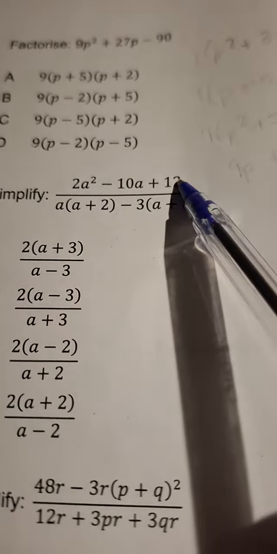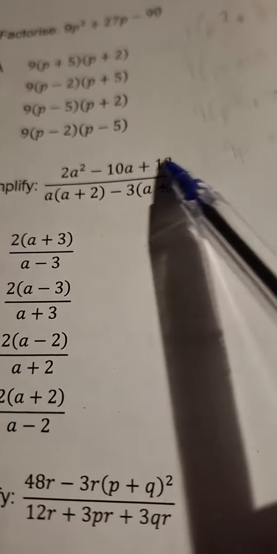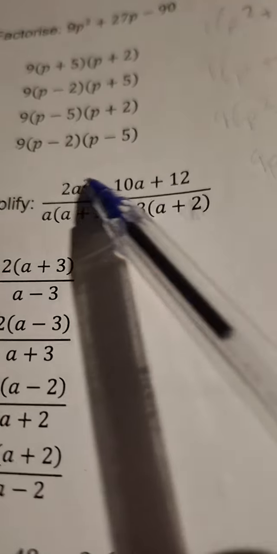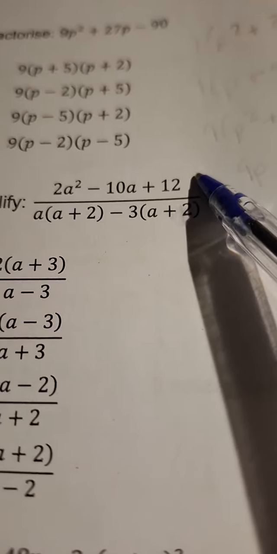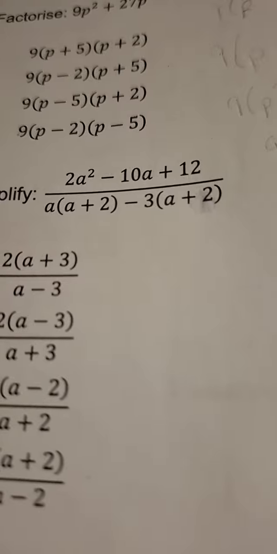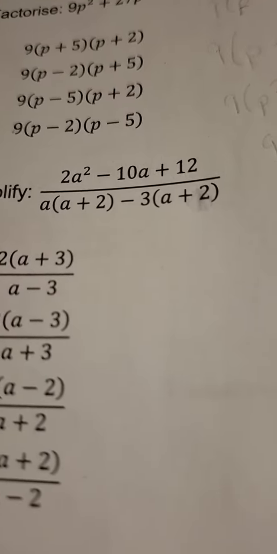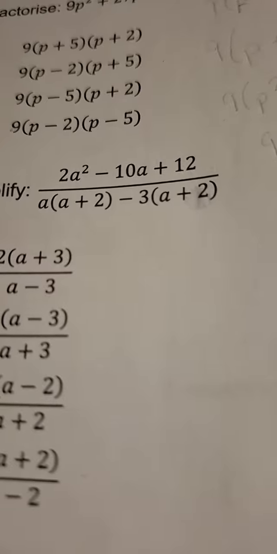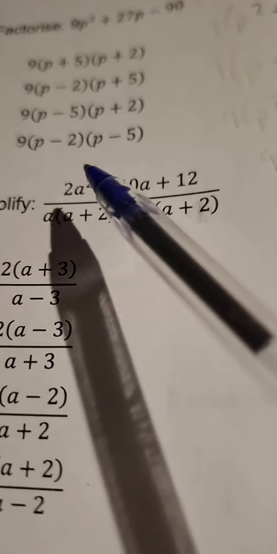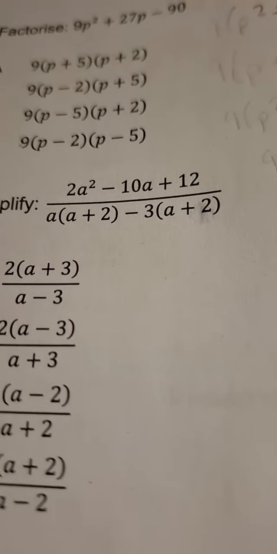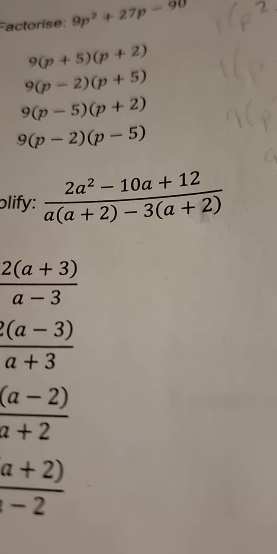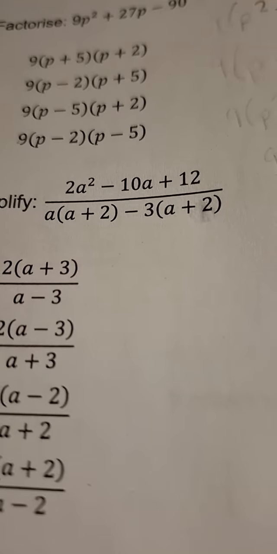You look at your numerator, guys, you have 3 terms, and immediately what jumps out to you? With the 3 terms you have there, first and foremost, you ask yourself the first question: is there a highest common factor? A highest common factor. So 2a squared minus 10a plus 12. Can you guys see a highest common factor in the numerator? If you do, what is it?